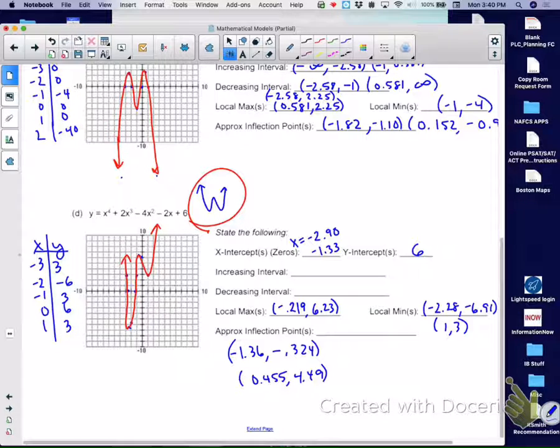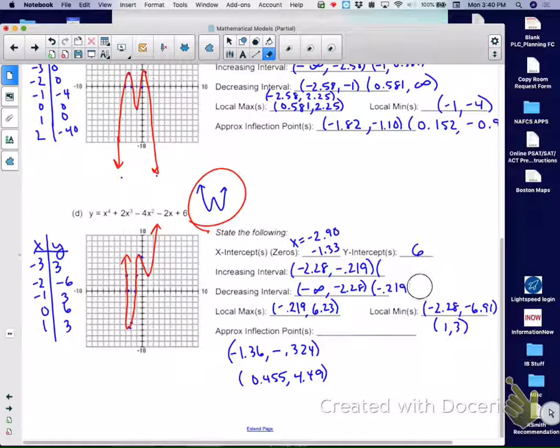So this graph starts off by going down. You're looking at it from left to right. So we're going to go from -infinity until we get to that minimum, which was -2.28. Then the graph goes up from that minimum until we get to the maximum, -0.219. Then the graph goes down again from -0.219 until we get to our other minimum, which is 1. Then we go up from 1 till we get to infinity.